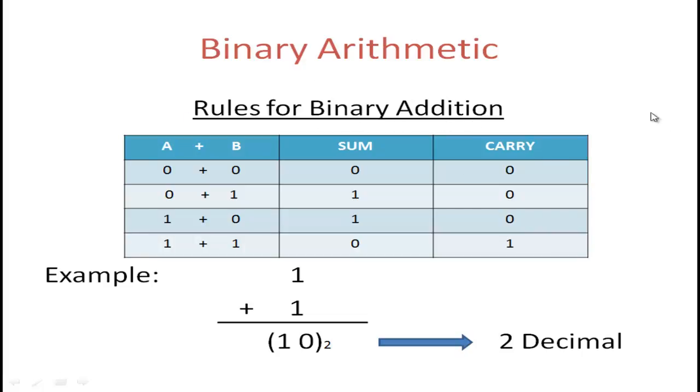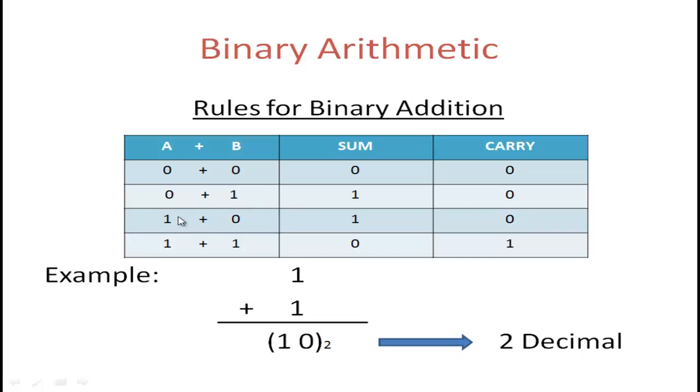Rules for binary addition are given here in the form of a table, where A and B are 2 bits, that is they may be 0 and 1, and you have to calculate their sum and accordingly carry comes. If A is 0 and B is 0, then sum is 0 and carry is 0. Second case: if A is 0, B is 1, then 0 plus 1, sum is 1, carry equal to 0.